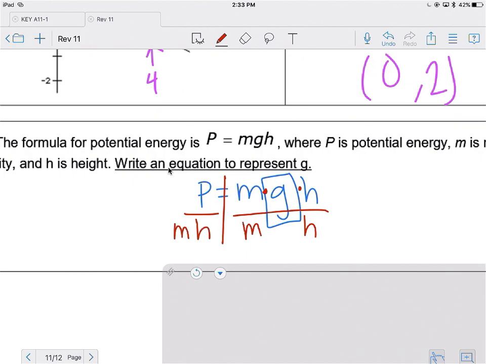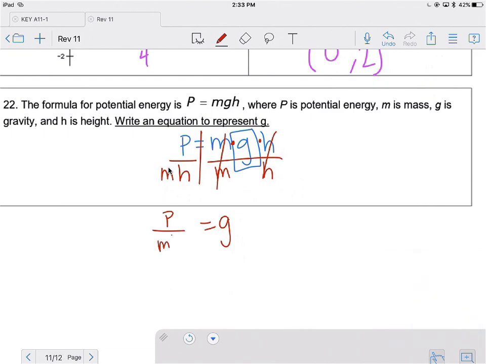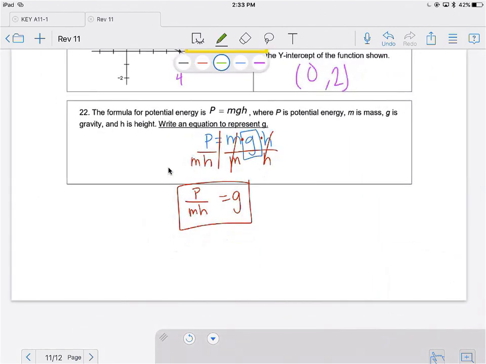Whatever we do on the right side, we have to do on the left side as well, or one side has to be on the other. My m's cancel on the right side, and I'm left with g. On the left side, I do not have any like terms, so I simply rewrite P divided by m and h. And that's all I have to do.